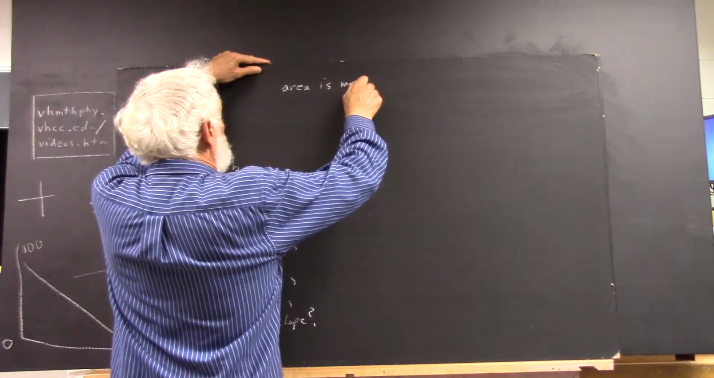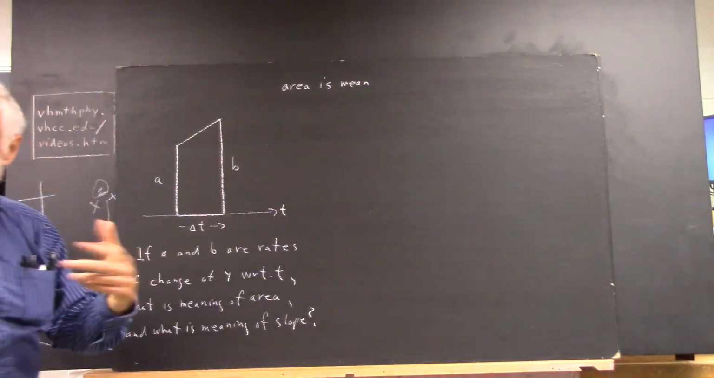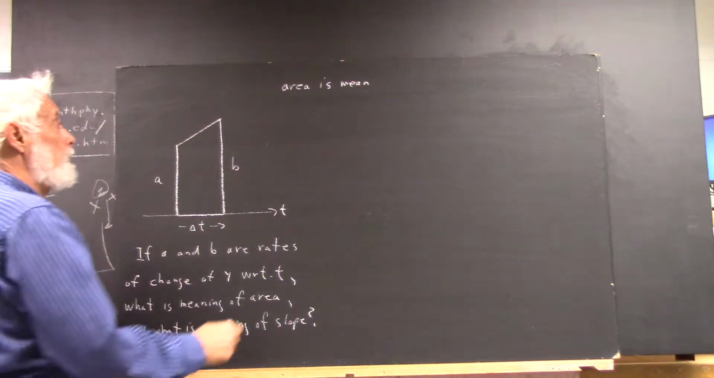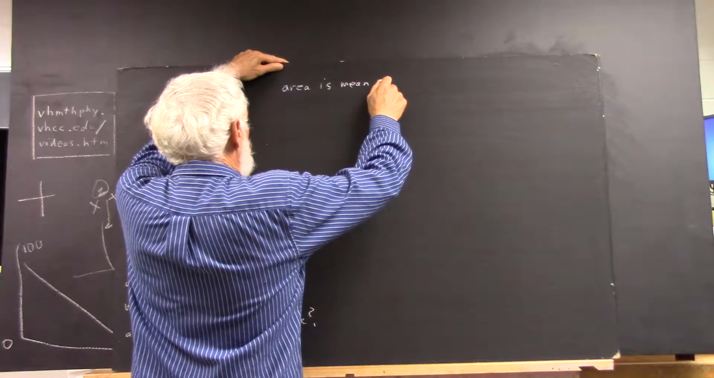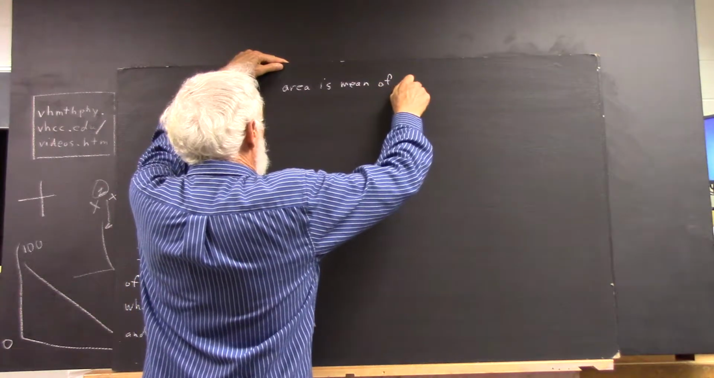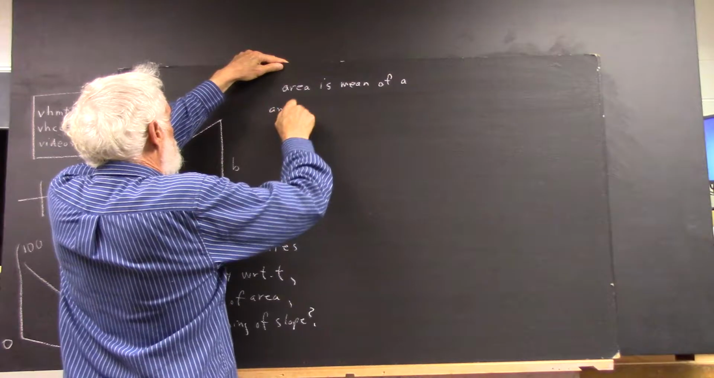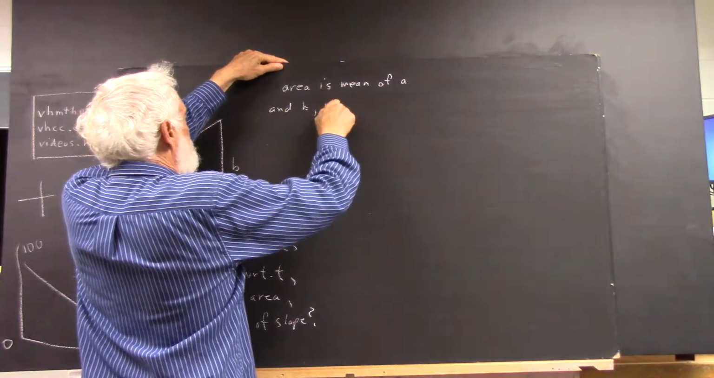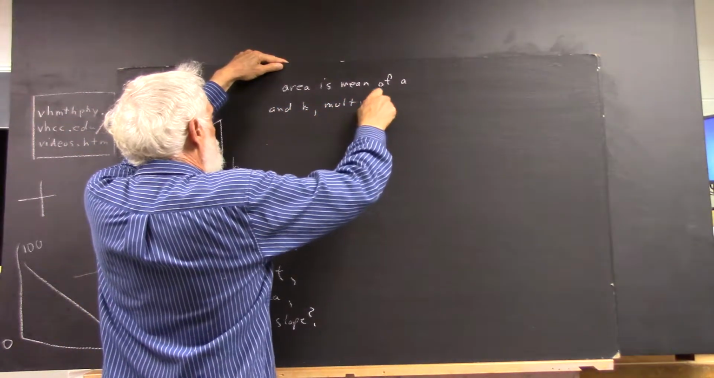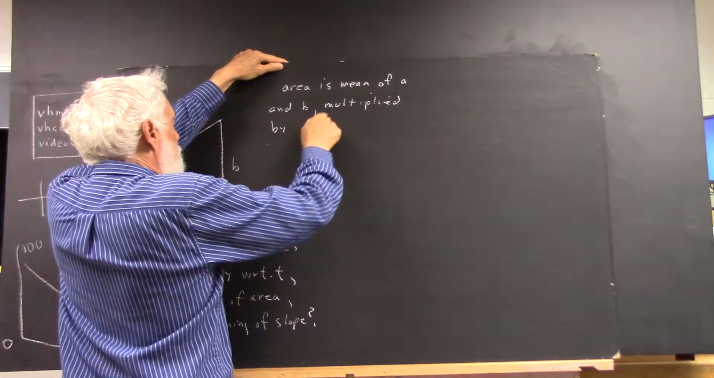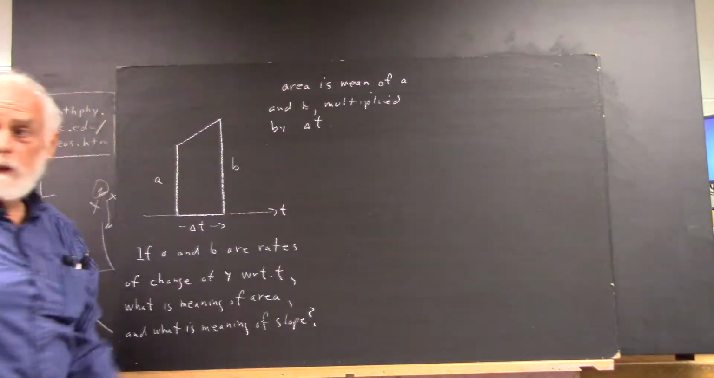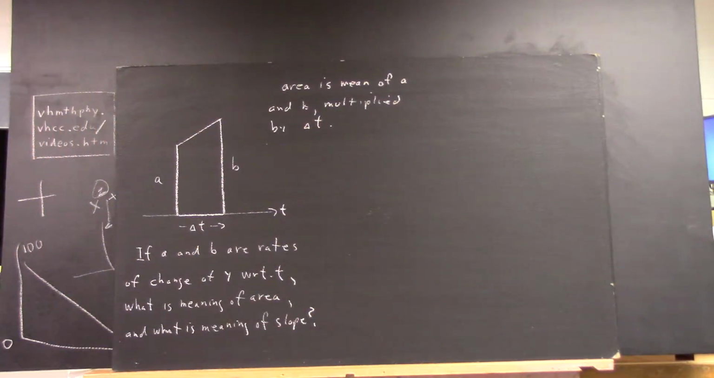Like I say, I forgot to put my hearing aids in, so I didn't hear every word, but I've got the gist of it. Area is the mean of A and B multiplied by delta T. Would you accept that as kind of what you wanted to say? Yeah. Okay.